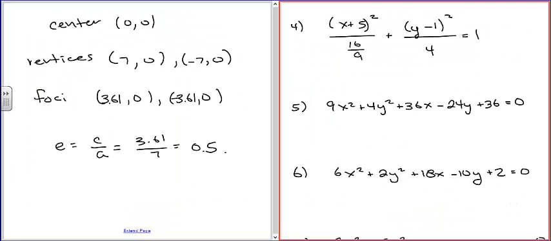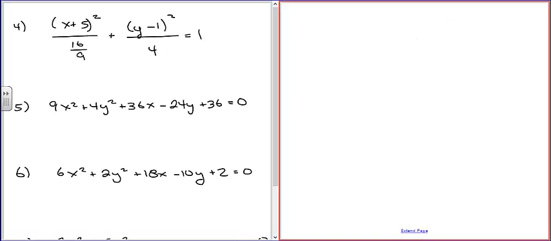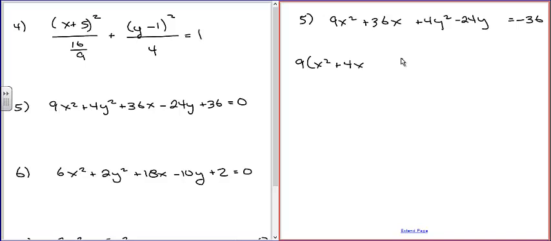Okay, we need to go back. Got 3 more in this grouping. So now we've got to put these in standard form. The original ones were already in standard form. So we're going to group the two x terms together and the two y terms together. Move the 36 to the other side. We're going to factor out the 9. Leave some space. Factor out the 4.